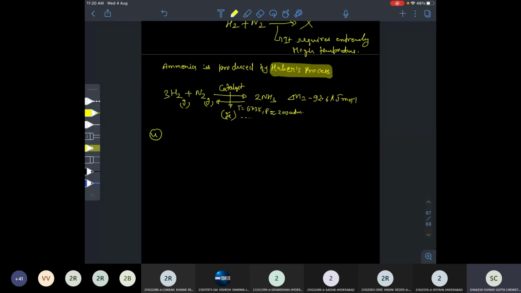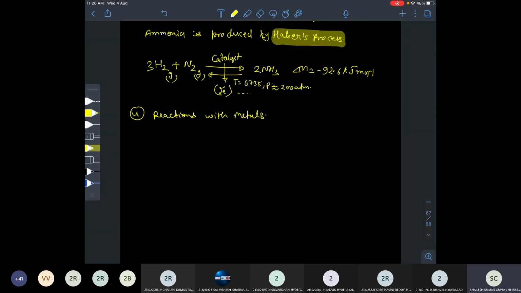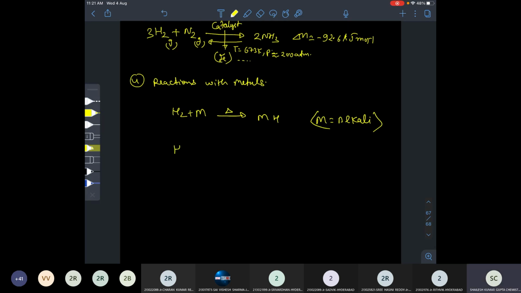Now, the next reaction is reaction with the metals. As I already told you, reaction with the metals. Suppose H2 is there, M is metal. If it is an alkali metal, it is going to form like this, at high temperature. Alkaline earth metal will form MH2. You can write down these phases. This is solid. This is also solid. This is gas. You can write down.